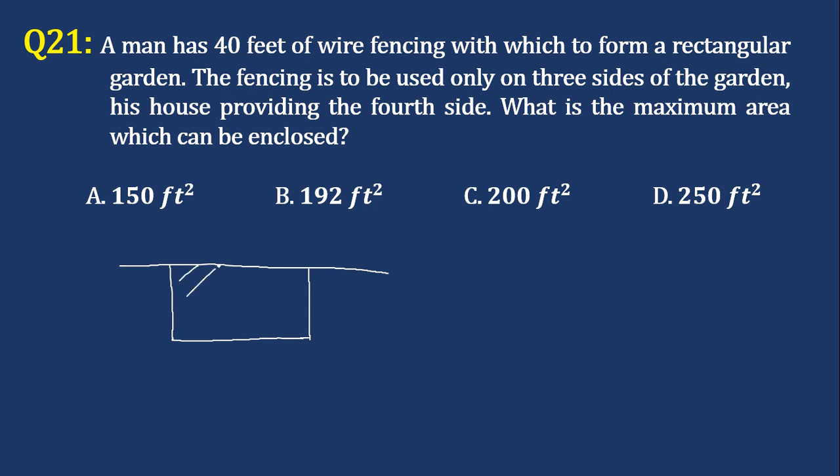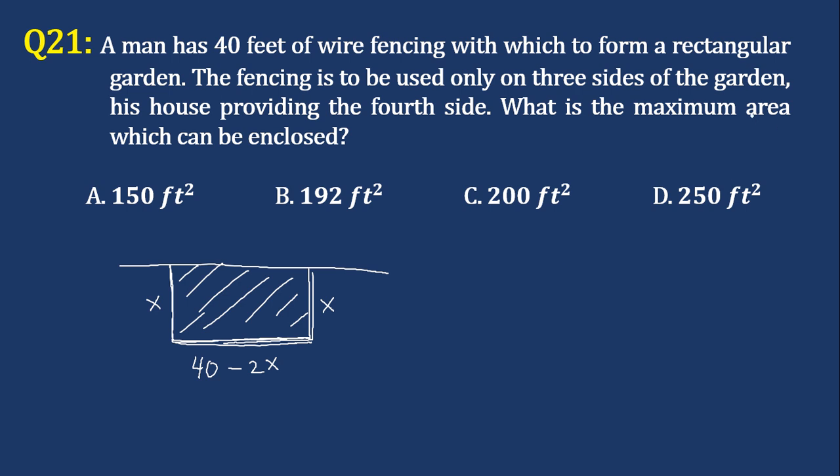So what's the maximum area that can be enclosed? So what's the total wire fencing? This one. So the total is 40. So if we represent this side by x, this one must also be x. And take note, again, the total is 40 feet. So how much material is left for the third side? 40 minus 2x.